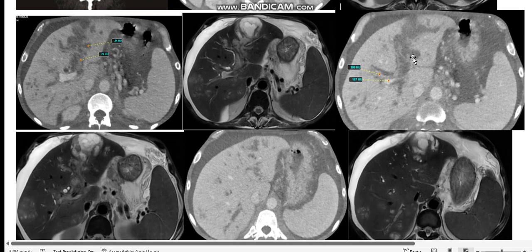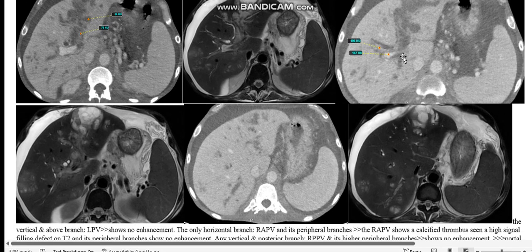So these vessels are not enhancing. However, these vessels contain a calcified thrombus. These vessels also contain thrombus, but it is not yet calcified. Okay.